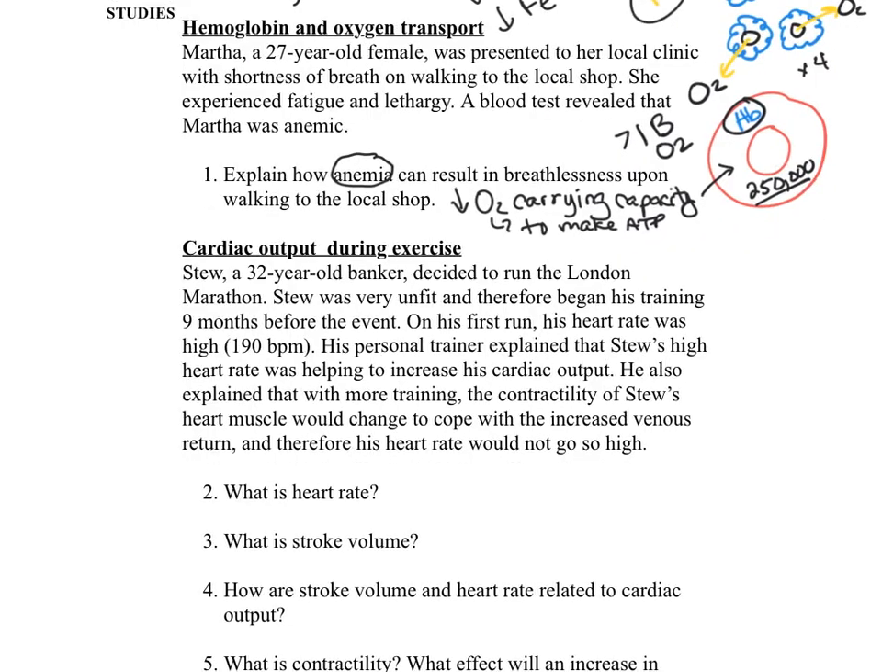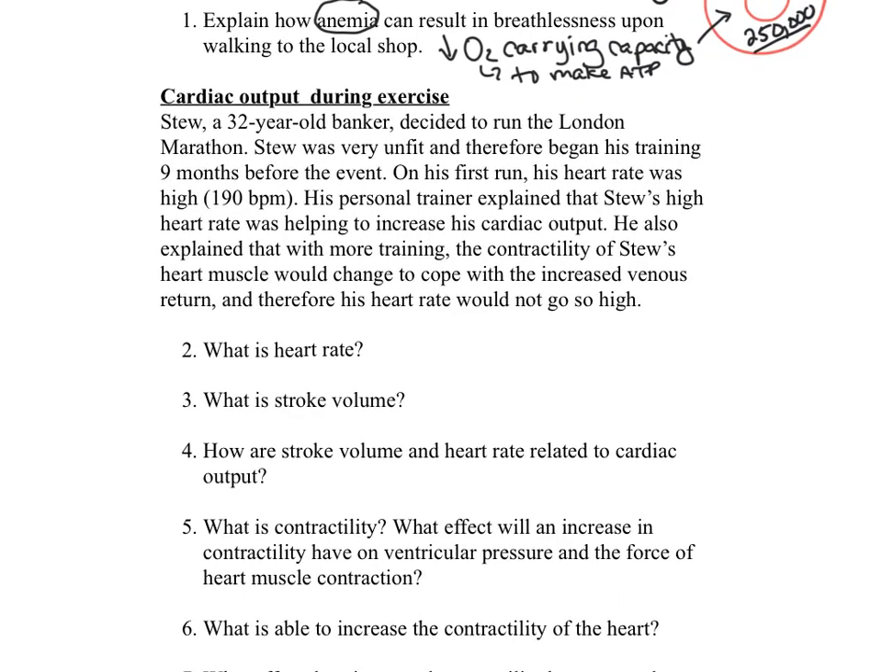In this second case study, we have Stu, a 32-year-old baker who decided to run a London marathon. He was very unfit and began his training 9 months before the event to get fit. On his first run, his heart rate was high. It was 190 beats per minute. His personal trainer explained that Stu's high heart rate was helping to increase his cardiac output. He also explained that with more training, the contractility of Stu's heart muscle would change to cope with the increased venous return, and his heart rate would not go so high after that.